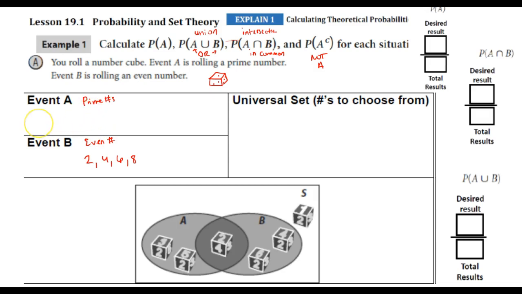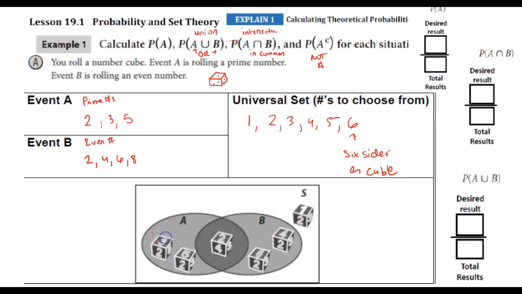Prime numbers, as you can see from the picture here for A, would include 2, 3, and 5. The reason I don't go up further is because there are only 6 sides to choose from. In fact, our universal set, our numbers to choose from, are 1, 2, 3, 4, 5, 6, and you may wonder why I only go up to 6. Because there are only 6 sides on a cube, just in case you forgot. So they draw the picture out for us. We don't have to do that, not yet anyways.